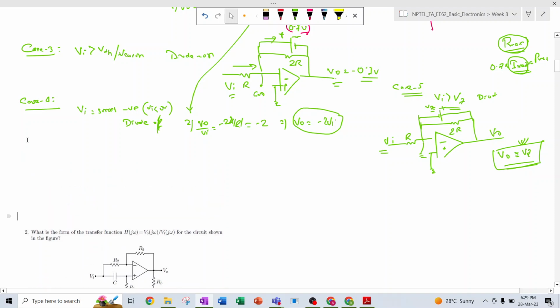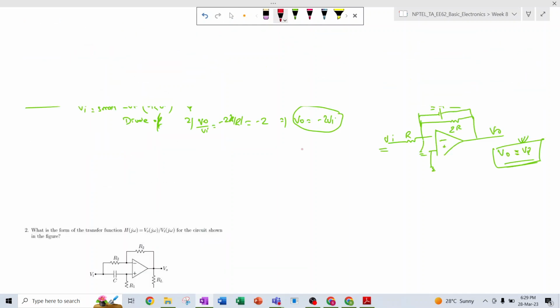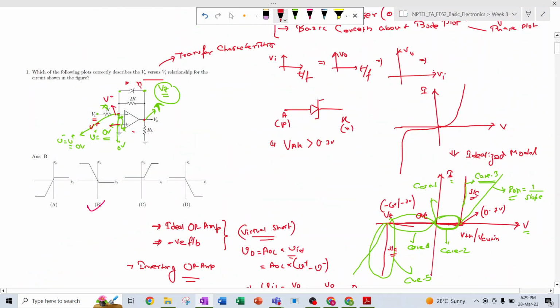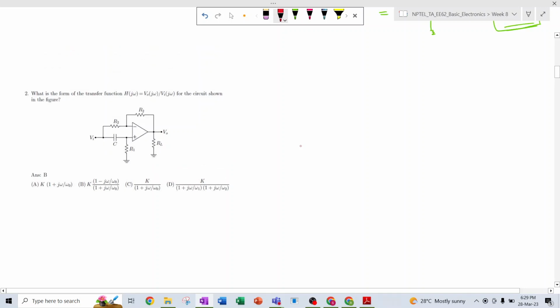Okay, so I am moving to the next problem. This is a basic question about the op-amp: in the op-amp circuit, how the output versus input can act. So it's a basic question. The next question: what is the form of the transfer function for the circuit shown in the figure?